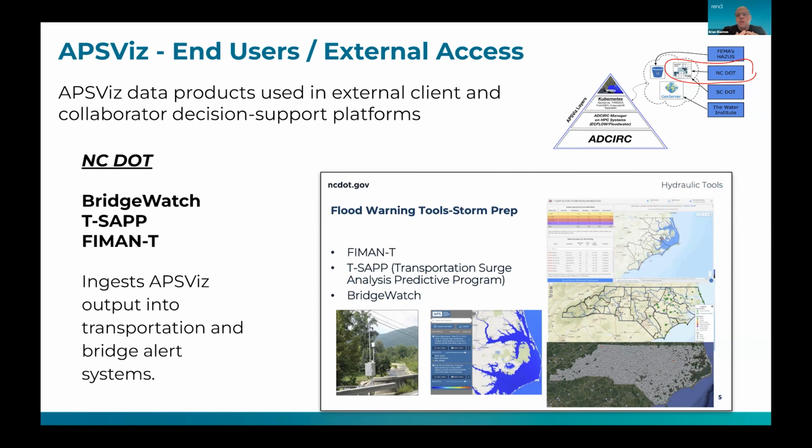So they're ingesting our information in ADCIRC Viz out of that layer with the little cloud up there, and sucking it directly into their transportation analysis codes.